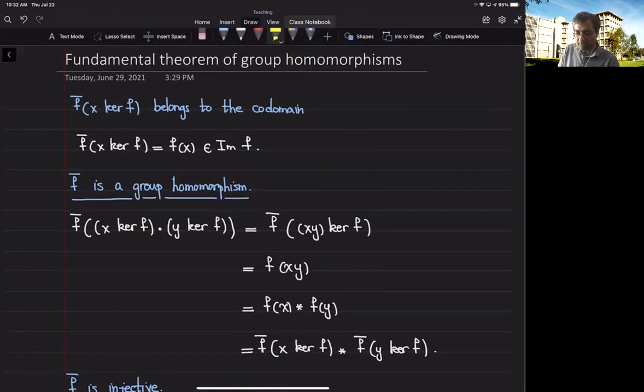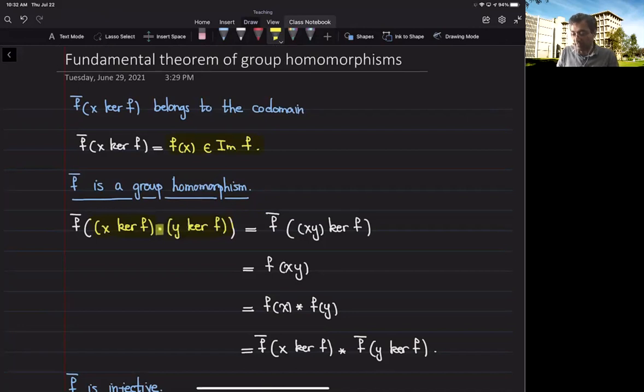Again, because F bar of a left coset is F of X, and that does belong to the new codomain, we deduce that F bar is a well-defined function. Now that it's a well-defined function, I am going to check that it is a group homomorphism. So I feed it the product of two cosets, X kernel F times Y kernel F.